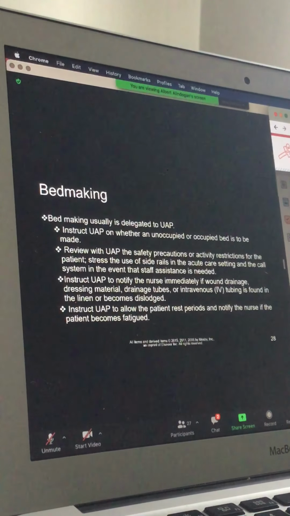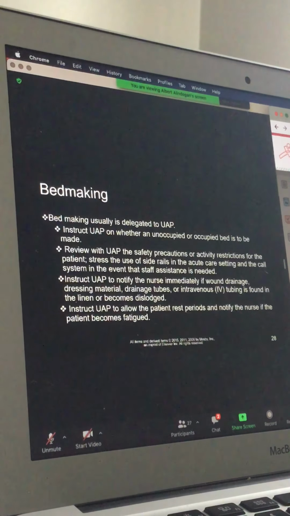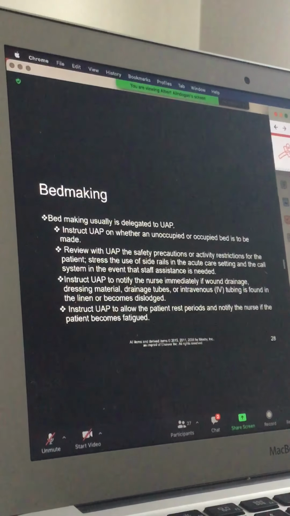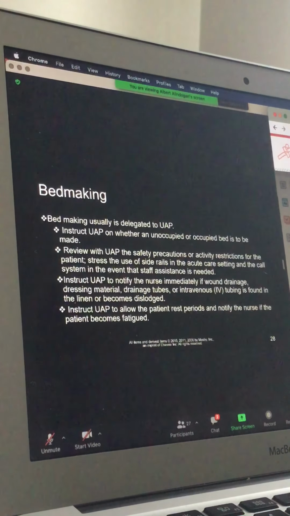Now, as far as bed making, usually this is delegated again to our CNAs or UAPs. Make sure you're very clear in your communication whether this is going to be an unoccupied or occupied bed change. A lot of times it's a lot easier to do an unoccupied bed making, right? There are cases where patients are bedbound, then we need to give clear instruction. The patient is bedbound, you need to do an occupied bed making on this patient.